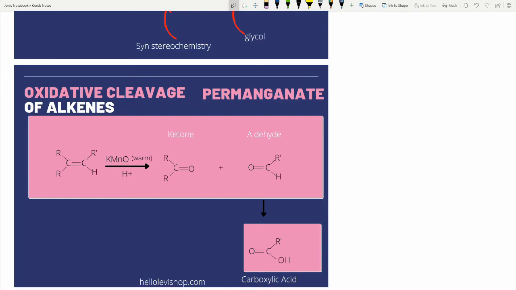Now, if we look at the example of the alkene, there are two R groups on the left of the double bond, and then you have an R prime and a hydrogen on the right side of the double bond. If we add the warm potassium permanganate in an acidic solution, we see the oxidative cleavage gives us a ketone and an aldehyde product. However, the aldehyde can be further oxidized into carboxylic acid and eventually into CO2 and water.